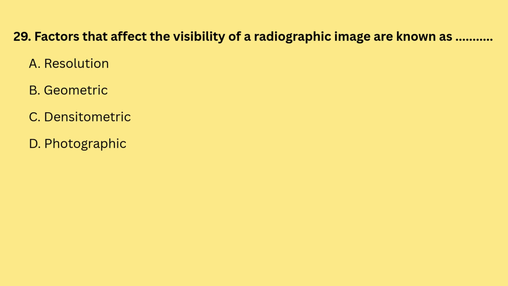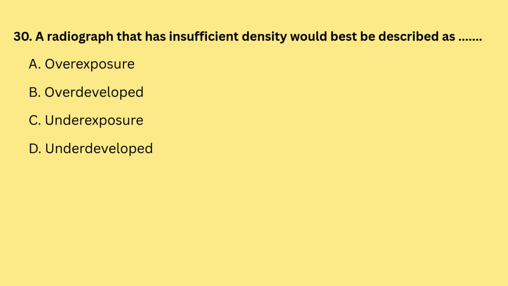Factors that affect the visibility of a radiographic image are known as A. Resolution, B. Geometric, C. Densitometric, D. Photographic. The answer is D. Photographic. Number 30. A radiograph that has insufficient density will best be described as A. Overexposure, B. Underexposure, C. Underexposure, D. Underdeveloped.